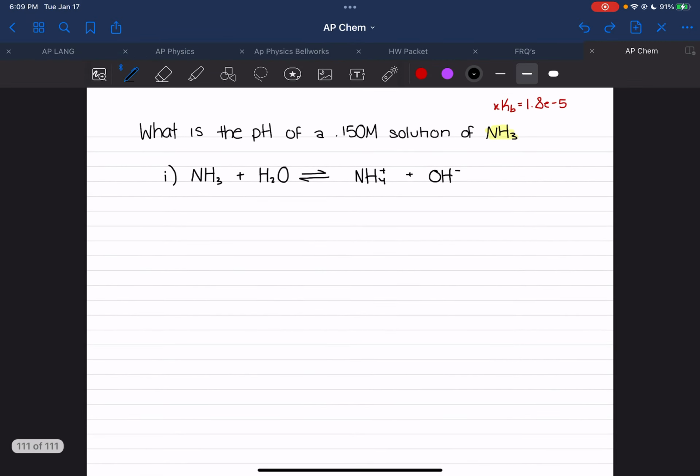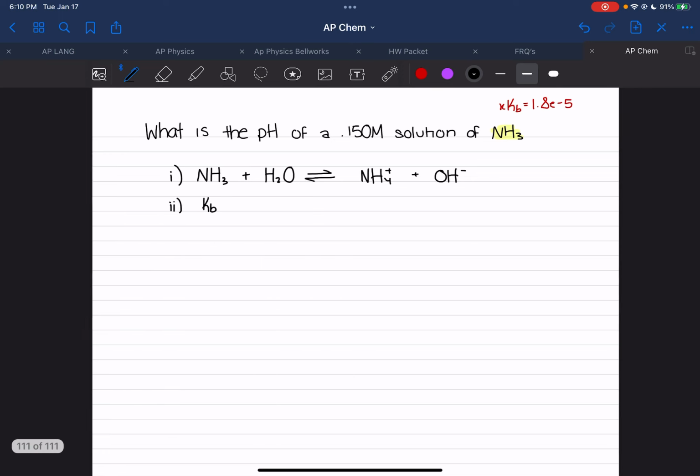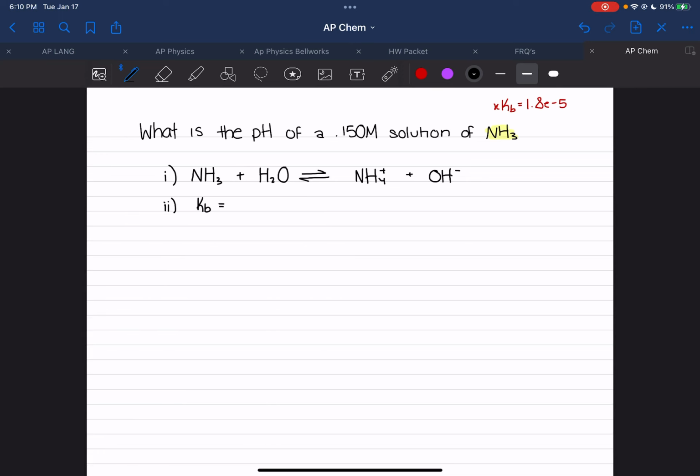So the next thing I'm going to do is write my equilibrium expression, which is Kb, which they give you, by the way, and is going to be equal to the products over the reactants, but the liquid product water is not included. I just realized I said reactants over the products, but it's products over the reactants. So here is my reactant, NH3, and in the numerator, NH4 plus and OH minus.